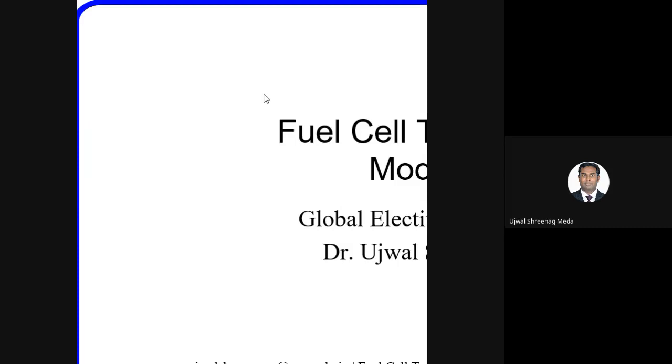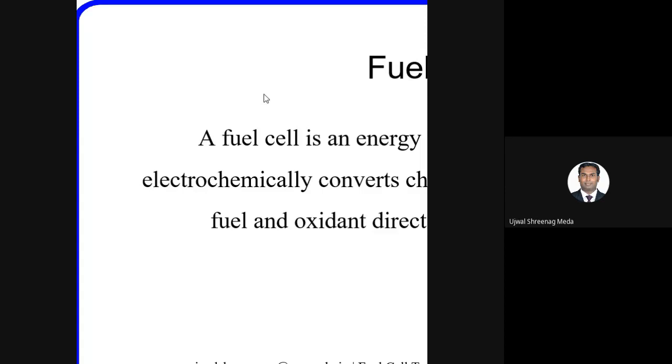So welcome back. In yesterday's class, we understood the definition of fuel cells and how we can compare that with conventional energy systems. To recall the definition, it's an electrochemical device which electrochemically converts chemical energy of reactants, fuel and oxygen, directly into electrical energy. When compared with conventional systems, the losses associated with energy conversion are comparatively less.